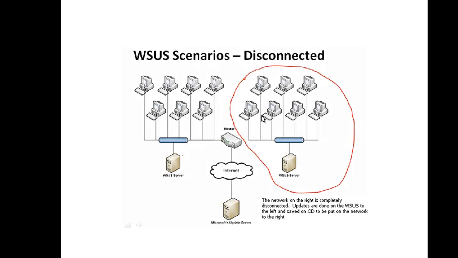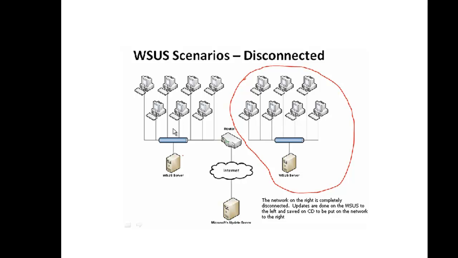Then we have another scenario called the disconnected scenario. And as you can see here, the two networks are not connected at all. There's a break right here. There's no connection between the two. So what happens in this case is the network on the left has its own WSUS server, and that server is synchronized with a Microsoft update server on the internet. And it gets its updates from the Microsoft update server and passes those updates to the WSUS, who in turn will get the updates to the clients on its network.